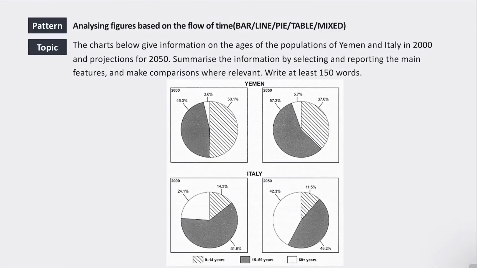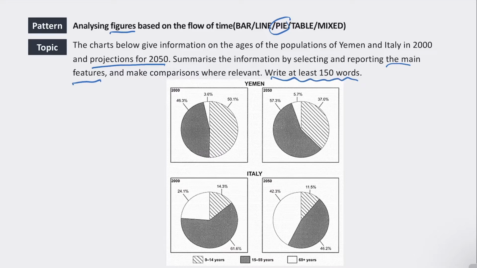Okay, so we're doing an IELTS Task 1 essay, and we're analysing the figures based on our pie chart. So our topic is, the charts below give information on the ages of the populations of Yemen and Italy in 2000 and projections for 2050. Summarise the information by selecting and reporting the main features and make comparisons where relevant. Write at least 150 words.